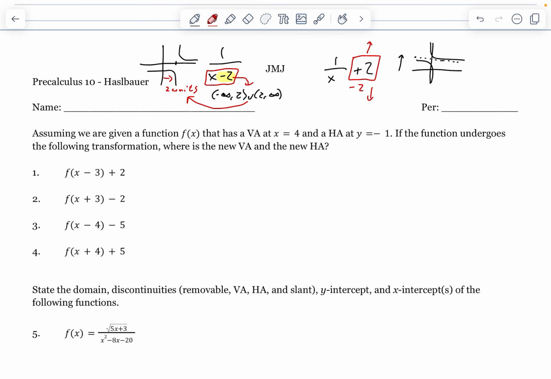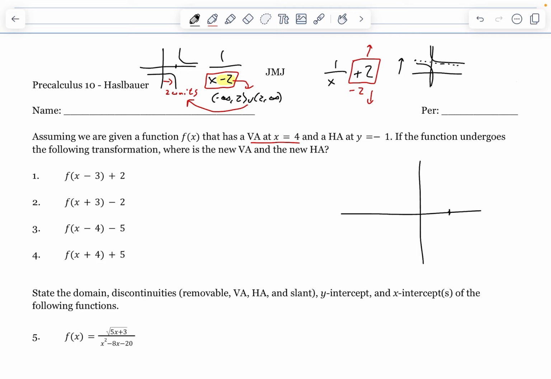We're given a function that has a vertical asymptote at 4. Here's 4. And a horizontal asymptote at -1. So here's my -1. So it looks like I probably do something like that and like that. Here's my 4. Here's my -1. So that's my starting position. If my graph is slid over and translated, where would be the new horizontal asymptote? So this +2 is telling me that my graph is going to go up by 2 units, meaning my horizontal asymptote would not be at -1 anymore, would be at y = 1. Because if my horizontal asymptote is at -1, I slide up by 2, now it's at +1.